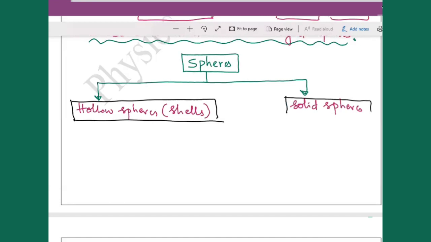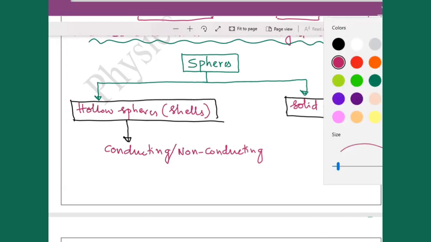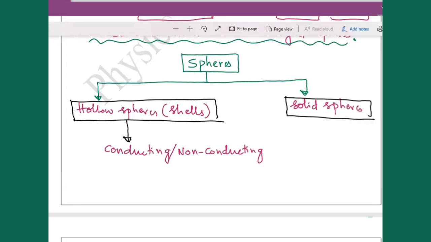After that, these hollow spheres are said to be conducting as well as non-conducting. So one is conducting, the other is non-conducting. What is the meaning of conducting? Conducting means it is nothing but metallic. So we'll say this is nothing but metallic.